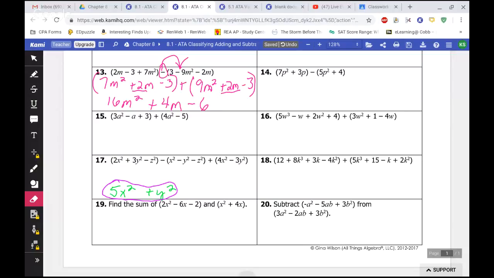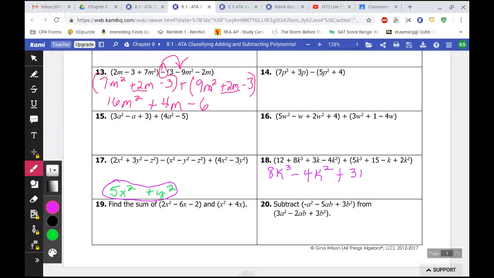Okay, so number 18. The first one is not in standard form, nor is the second. So as promised, I'm going to try to do at least one vertically. So I've got 8k cubed minus 4k squared plus 3k plus 12.